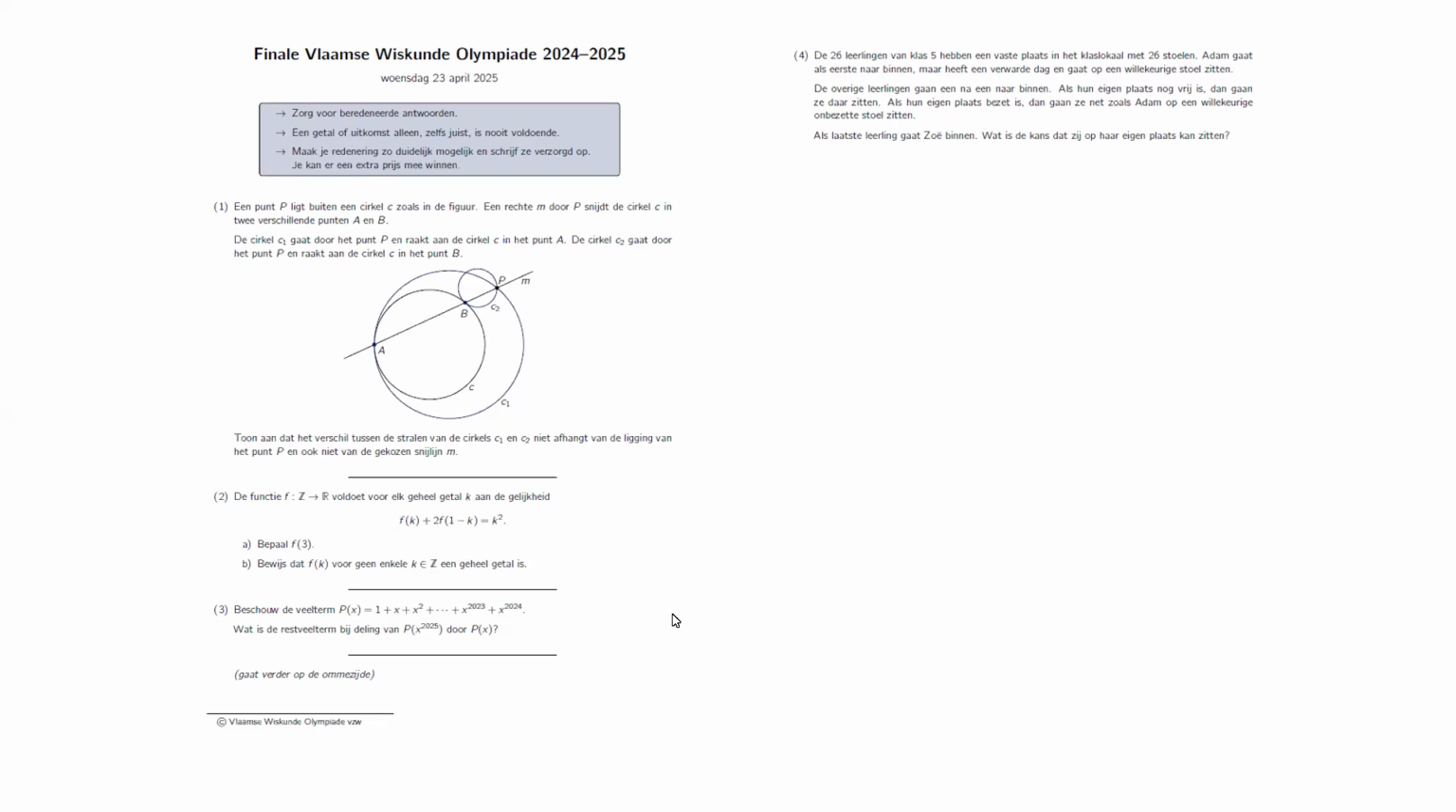This year, there are 4 problems, and 2 out of 4 are apparently algebra problems. One from geometry, and another comes from combinatorics. Let's start with the first question.